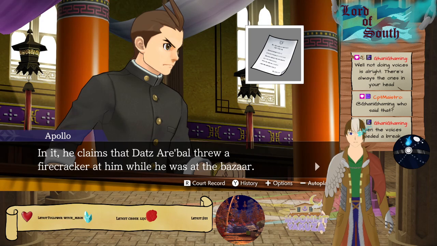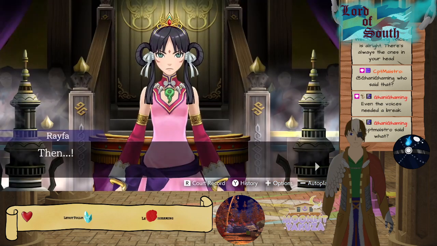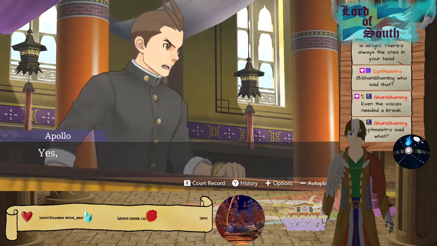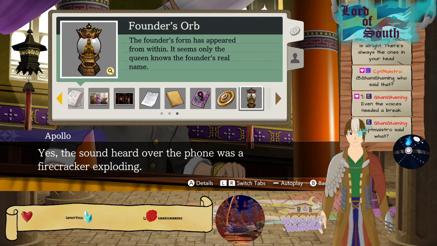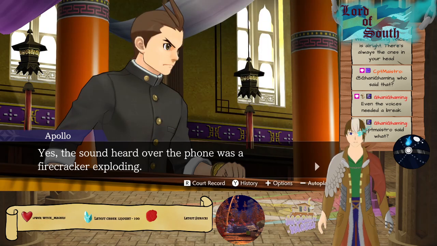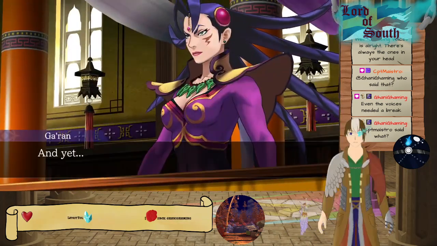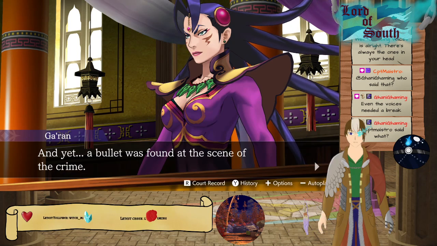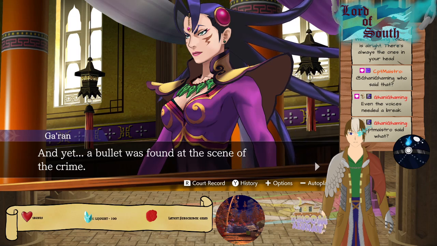In it, he claims that Arabal threw a firecracker at him while he was at the bazaar. Then, yes, the sound heard over the phone was a firecracker exploding. And this was 2 o'clock, right? Which was 1 hour before he was supposed to meet him. Objection! Object whatever you want, you Disney villain. I'm not gonna stop calling her a Disney villain. I thought she kinda reminded me of a Disney villain before, but this is like taking the piss out of it.